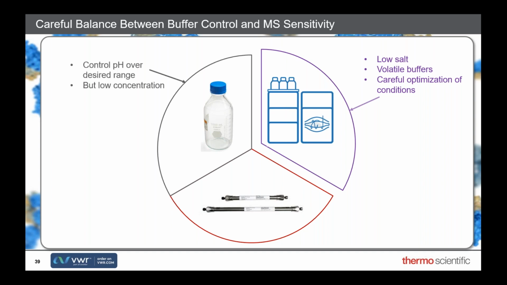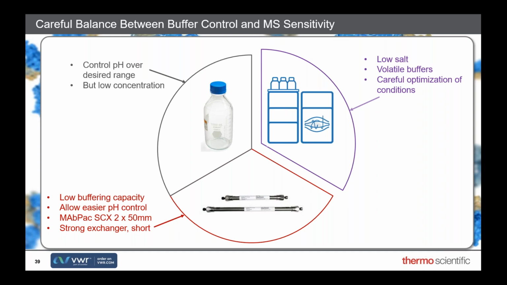You'll want the buffer to control the pH across all of the required pH range, yet its concentration will need to be low for best mass spectrometer sensitivity. And the buffers will no longer be strong enough to control the pH well, so the column should have low buffering capacity and allow easier pH control with a weaker buffering system. A MAPPAC SCX 2x50mm column is suitable as it is a strong exchanger, short in length, and can be used at a higher flow rate to speed up the pH equilibration.